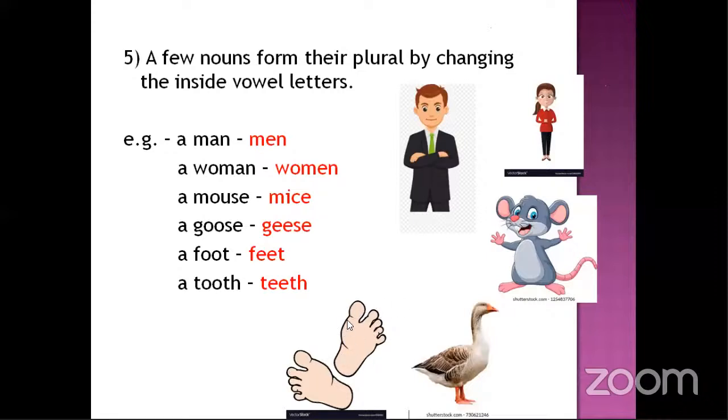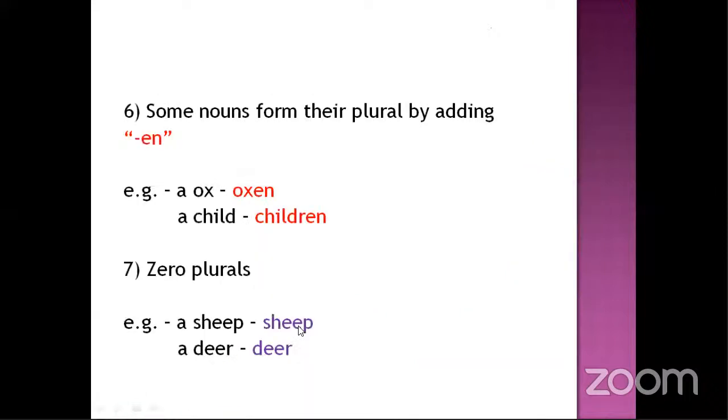A foot, 2 feet. 1 foot, 2 feet. Okay. Next one, a tooth, teeth. This is the plural one, teeth. Good. Next one, some nouns form their plural by adding en.